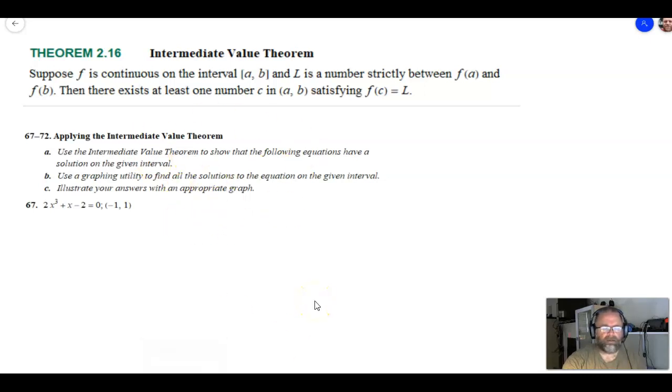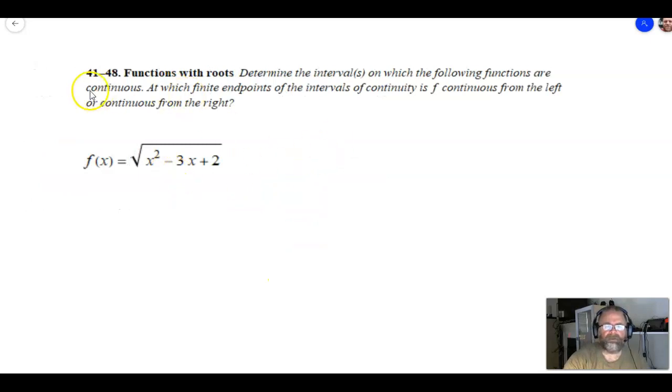All right, everybody. Let's see if we can do one more problem before we finish up here. All right, let's give this one a try. This is number 44 in the book. It says determine the intervals on which the following functions are continuous. At which finite endpoints of the intervals of continuity is f continuous from the left or continuous from the right?